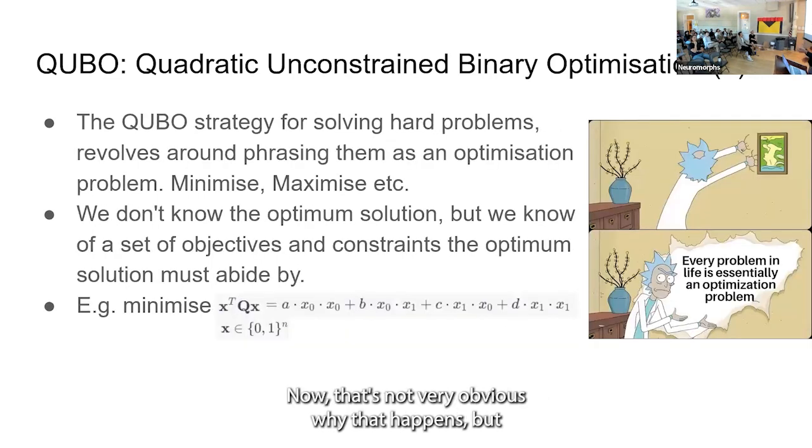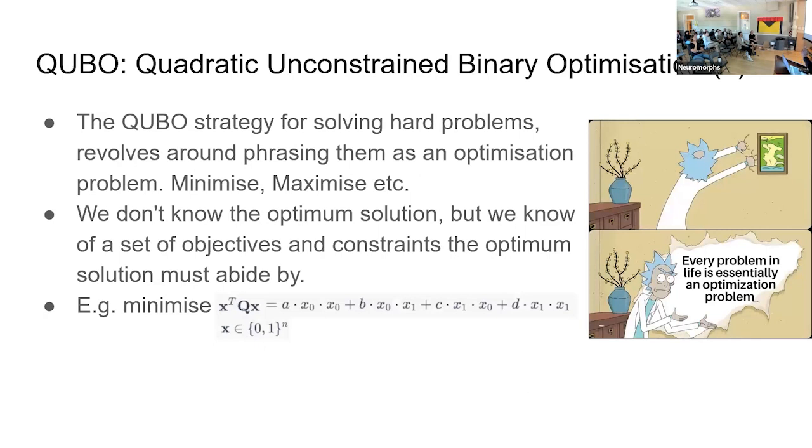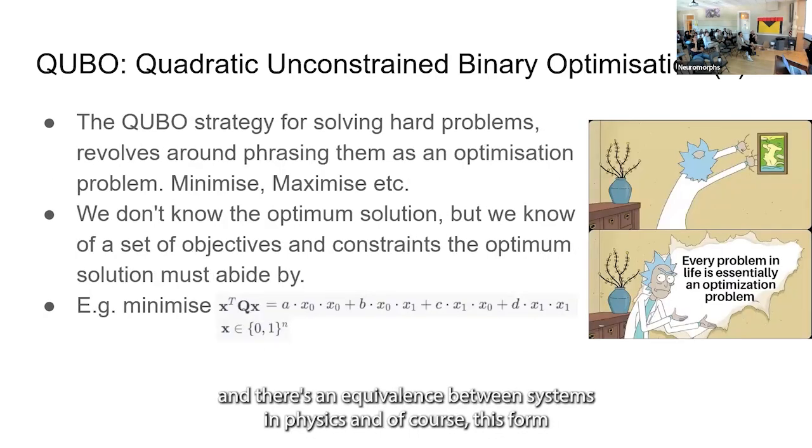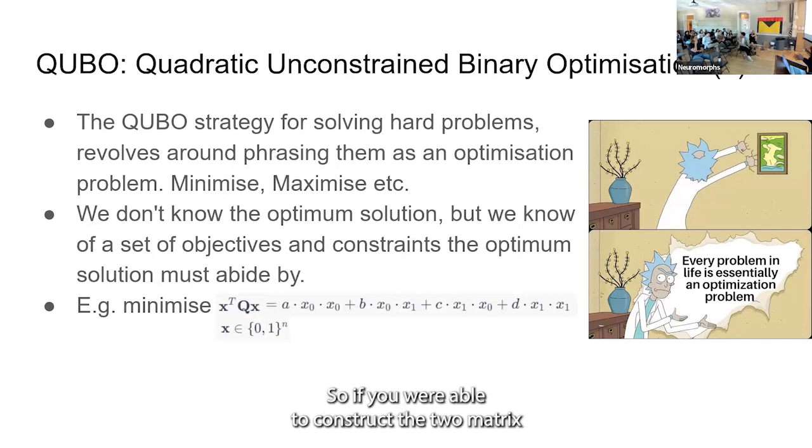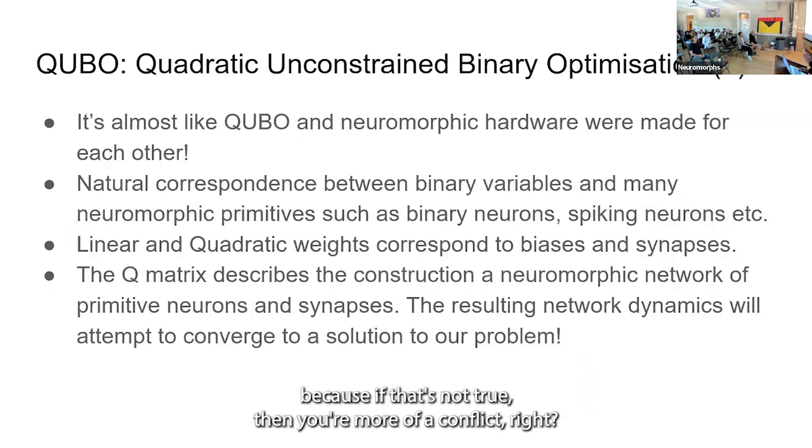Now, that's not very obvious why that happens, but you can think of this as an energy function, and there's an equivalence between systems in physics and, of course, this form. And this is kind of like the energy of your neural network, and it always tries to minimize that. So if you're able to construct the Q matrix and write a problem in this form and build a neural network, you are guaranteed at least to find some local minima that's going to try to reach the solution. So that's why we're working in this form, because it maps naturally to neuromorphic hardware.